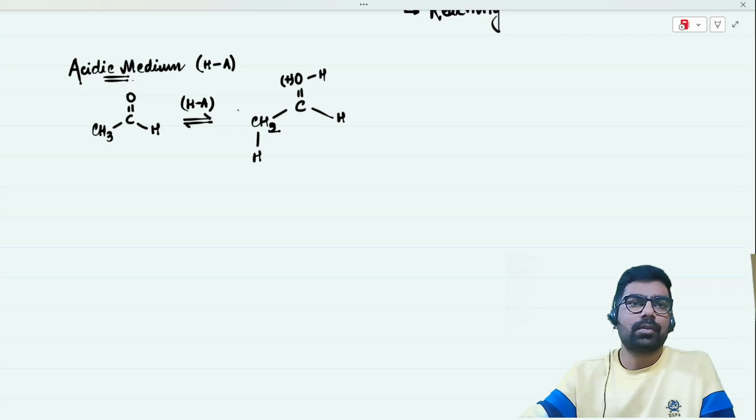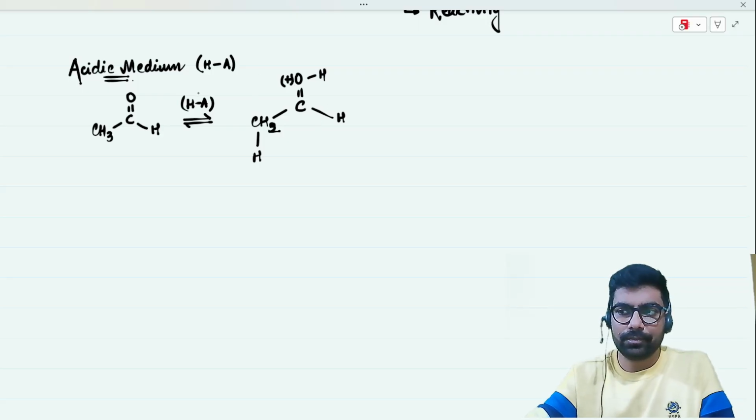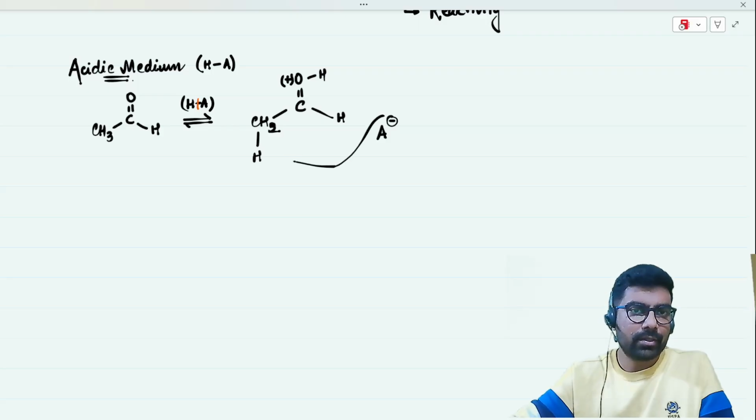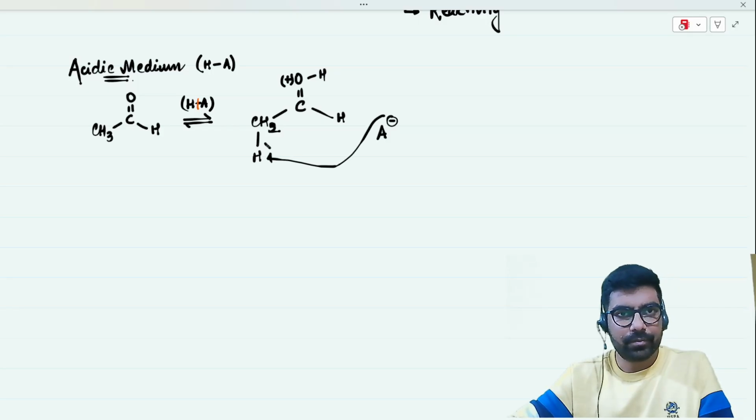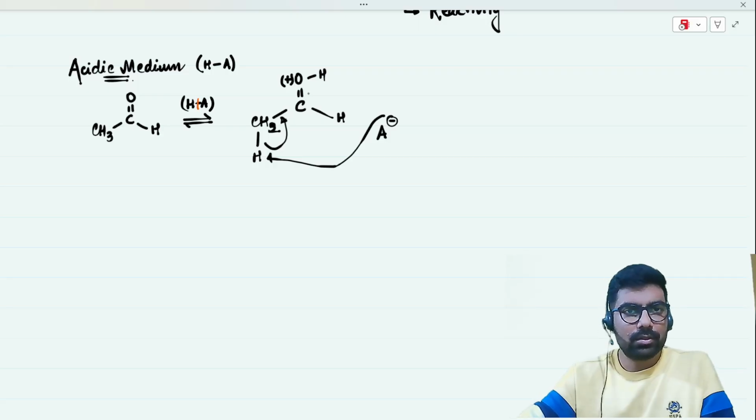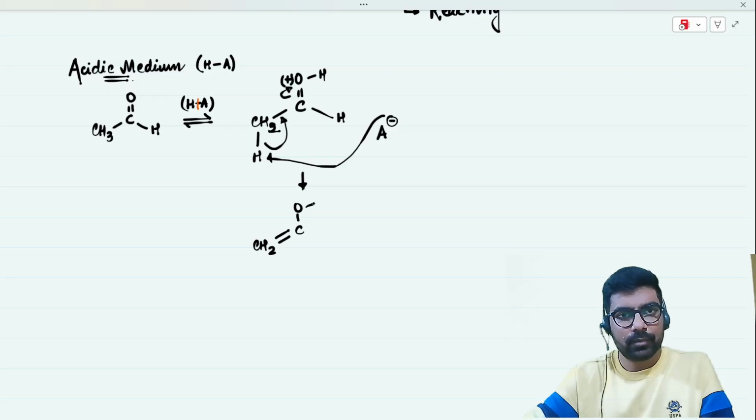Okay. So what happened is this HA bond got broken down. Now we have what? H got attached. So we have A minus, that is my conjugate base. Now A minus, that is the conjugate base, what will happen? It will abstract this hydrogen. So this will move over there and this bond will open up. So what we will have? We will have something like this: CH2 double bond C OH.